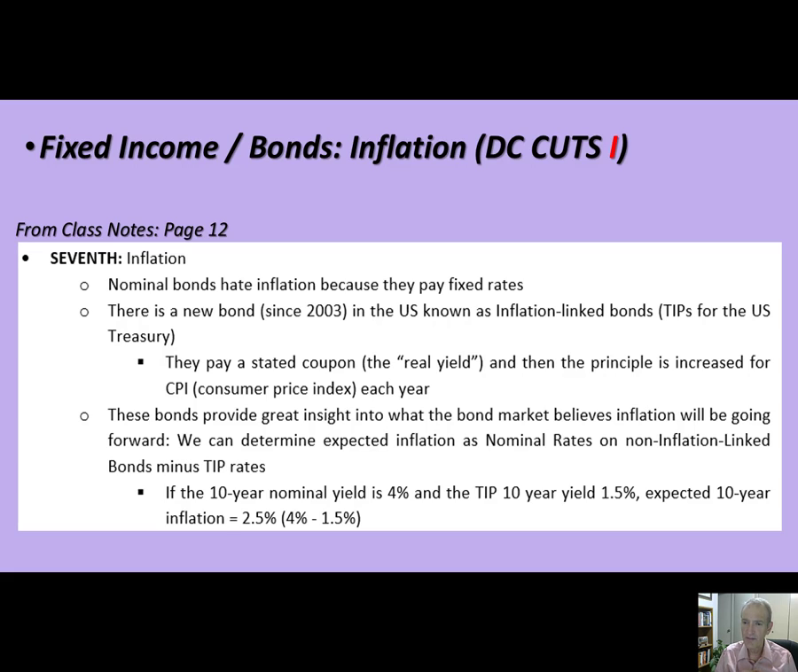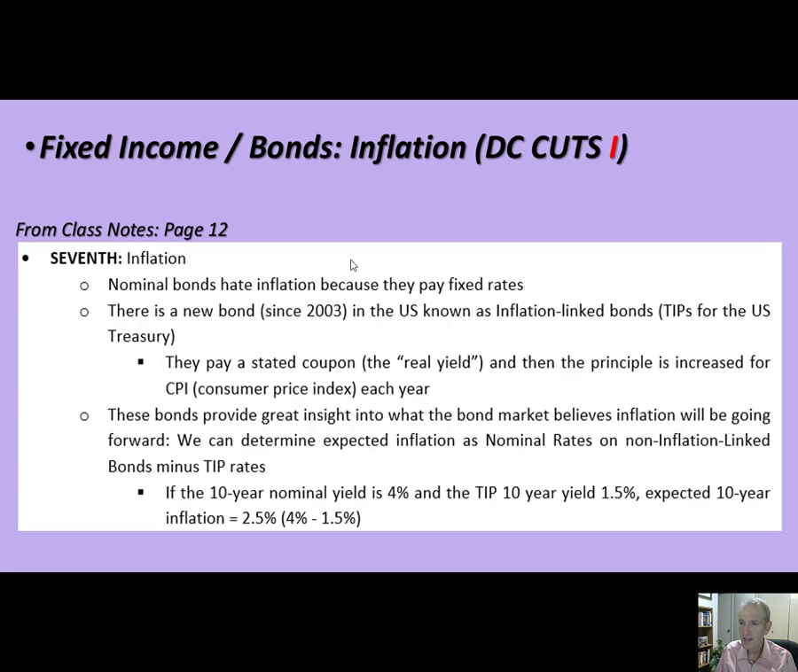So in 2003, the U.S. government created a new bond, inflation-linked bonds. They're called TIPS. I can't remember what TIPS stands for, but the U.S. Treasury issued them. And what they do is they provide a stated yield known as the real yield. The real yield is essentially the yield you can get on a bond minus inflation. So all bonds have real yields, but this bond actually has its real yield stated. Nominal bonds, you don't know what the real yield is. You have to kind of guess what it is, back into it by subtracting inflation. And you can't just subtract historical inflation. You have to subtract inflation that's expected going forward.